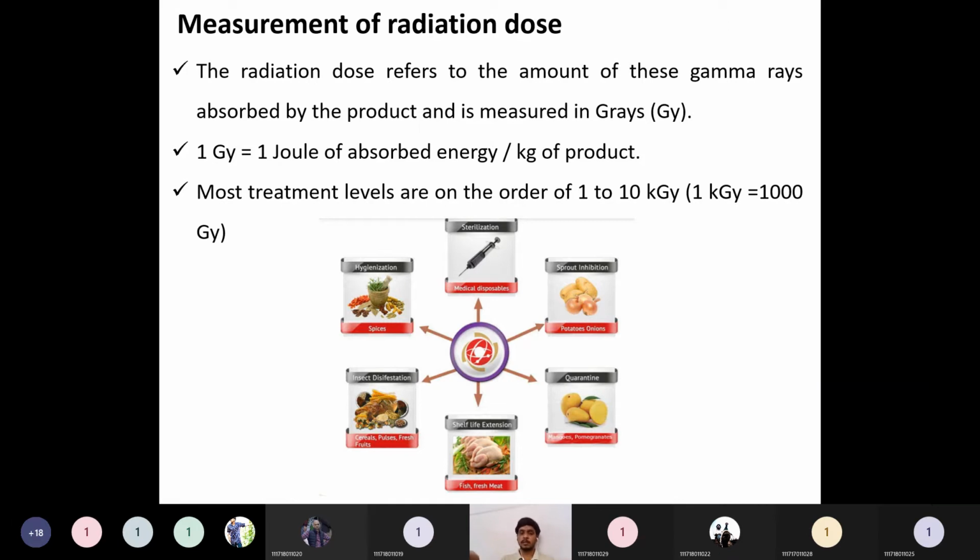Apart from this, people are applying more than 10 grays also, but for other categories of products. For our normal food consumption, up to 10 grays are safe according to the FSSAI, the Food Safety and Standards Authority of India. Up to 10 kilograys, these irradiated products are very much safe.